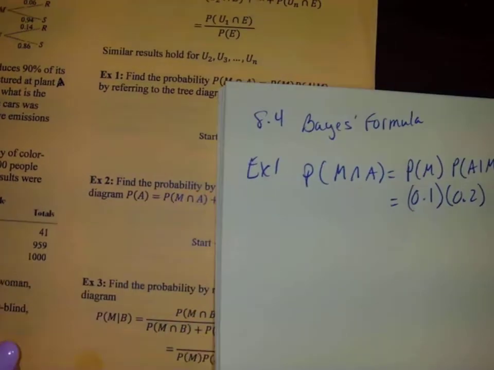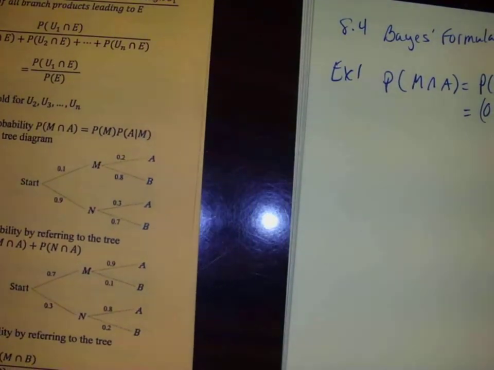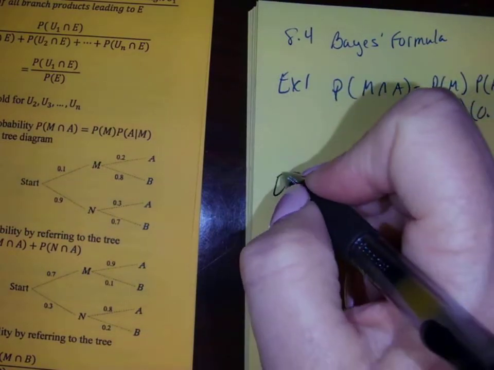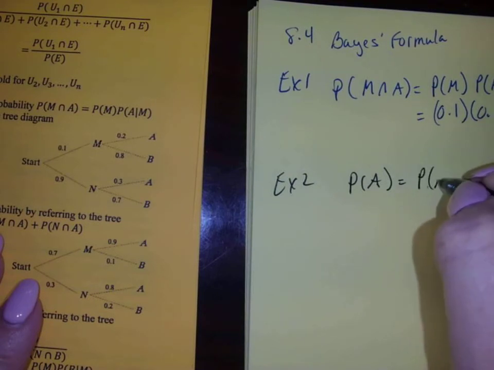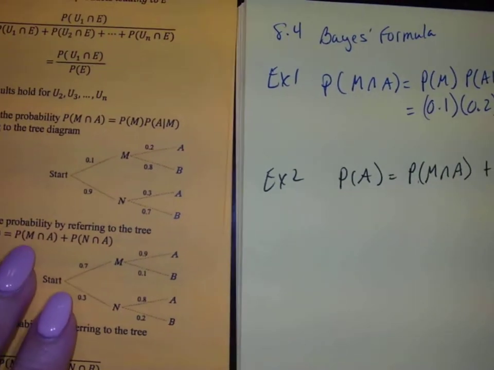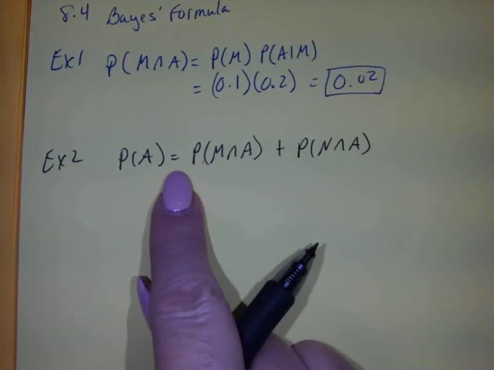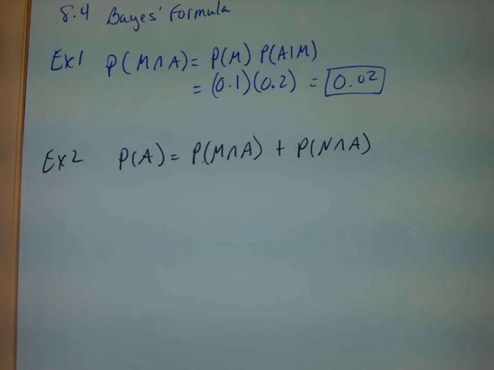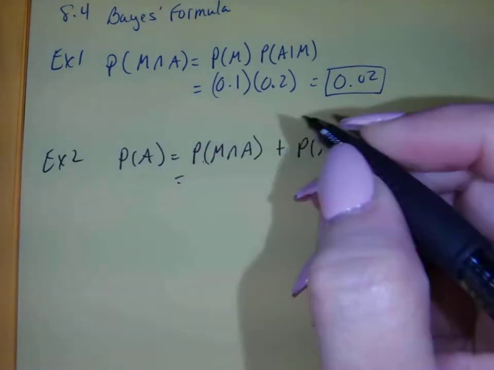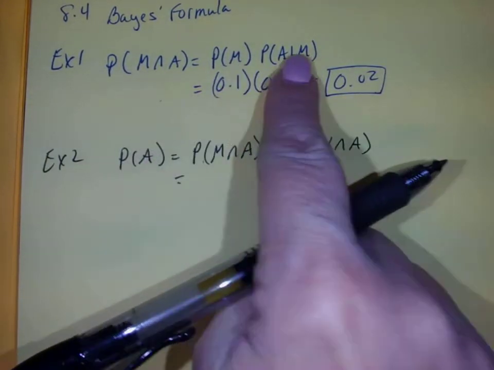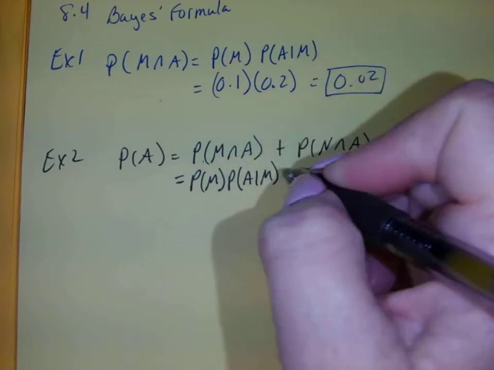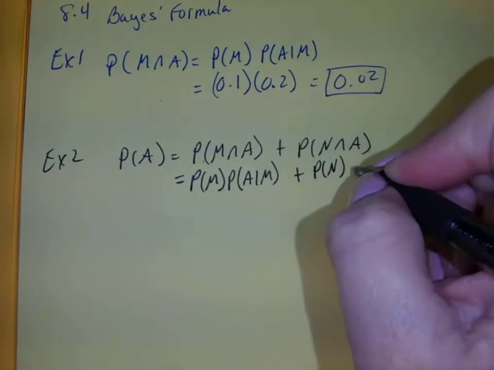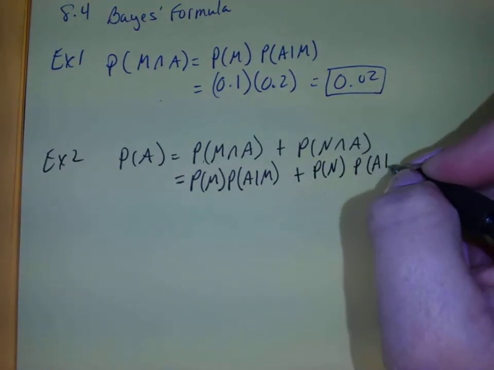All right, let's go look at our next example. So our next example is example 2. On example 2, we're looking for the probability of A, which will be equal to the probability of M intersected with A plus the probability of N intersected with A. So I'm kind of writing what's on the problem here. All right, so what does that mean? Well, for each of these, we have the M intersected with A, so that was this part here. So we're going to rewrite this a little bit. So this will be the probability of M times the probability of A given that M occurred plus the probability of N times the probability of A given that N occurred.